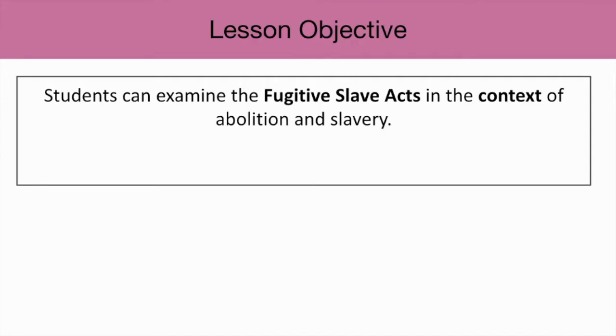Our lesson objective asks students to examine the Fugitive Slave Acts in the context of abolition and slavery. At this point in the year, our students have learned a lot about the enslavement era. Students were introduced to abolition at the end of Unit 4 in the 2nd grade awakening lesson and learned about abolitionists in greater detail in the 5th lesson of Unit 5. It may be helpful to call back to these lessons to activate prior knowledge for students.